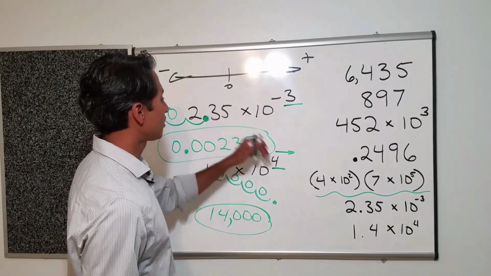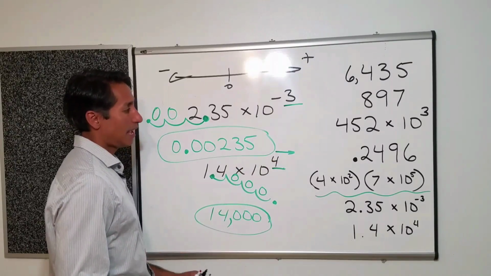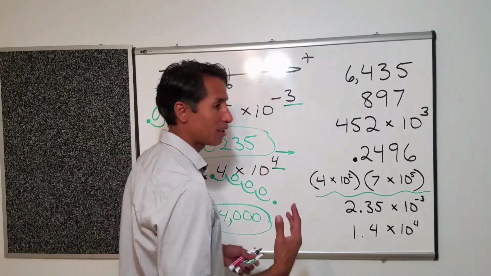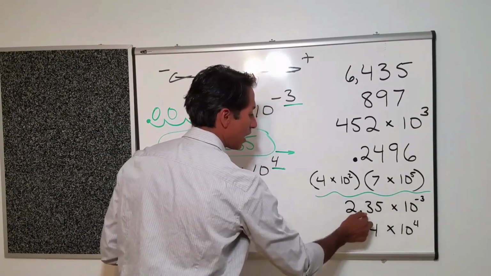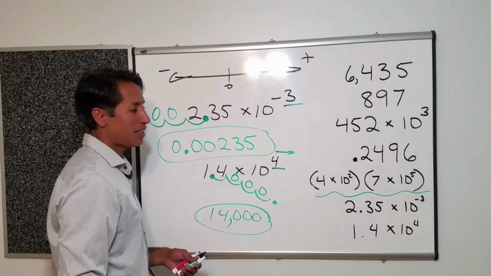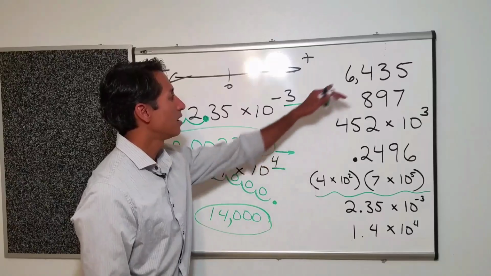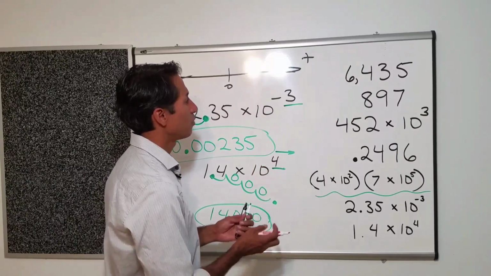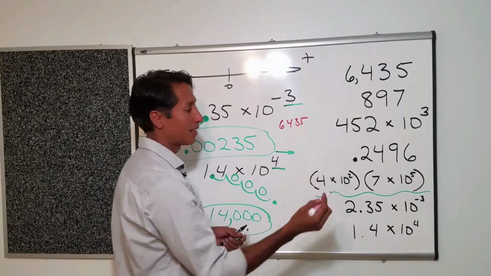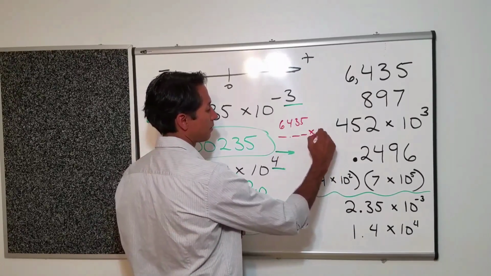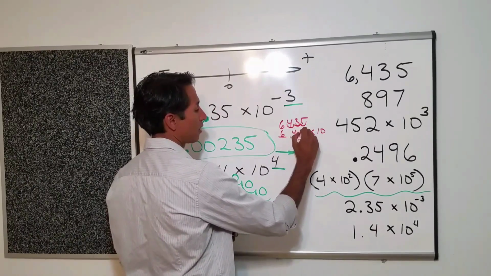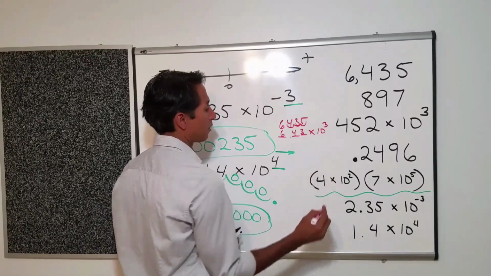If you write an answer in scientific notation, try to read your own problem and say, oh, I'm going 1, 2, 3 times to the left, and see if you actually get the original number you started with. What I mean by that is, let's do this one real quick right here. 6,435. The answer to that one was what? Number, decimal, number times 10 to the 1, 2, 3. So it was 6.43 times 10 to the 3.